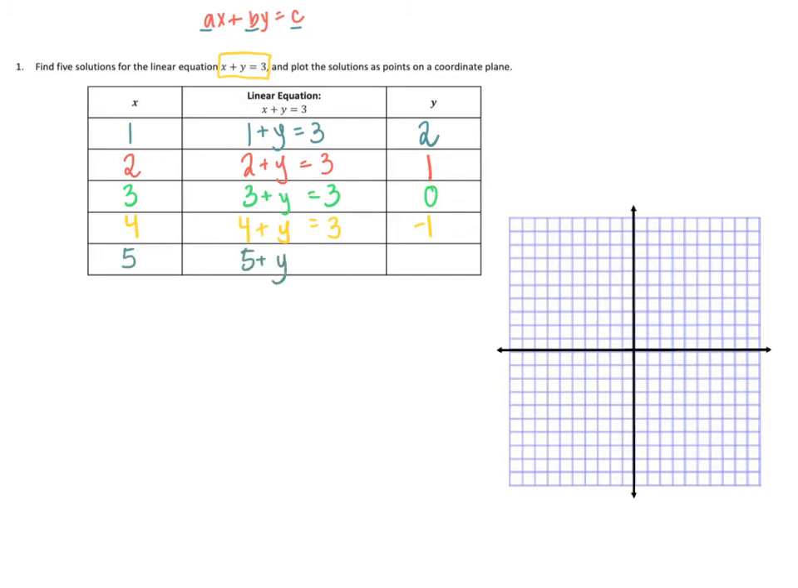5 plus what equals 3? Well, you'd have to kind of go backwards, so this would be plus negative 2. All right, so I filled out my table using my standard form equation. Now I'm going to graph this.